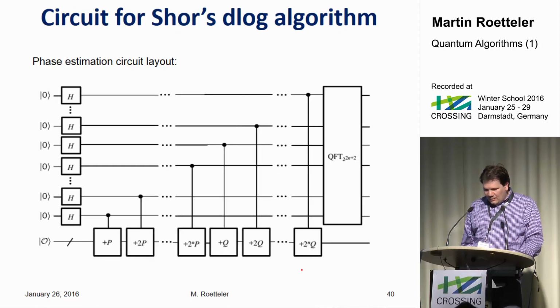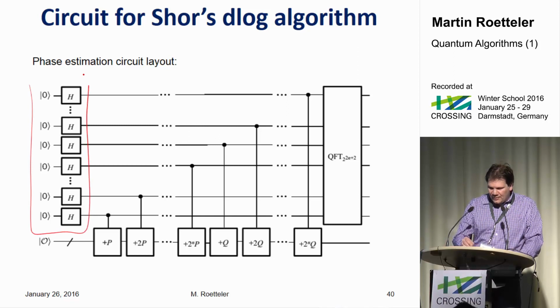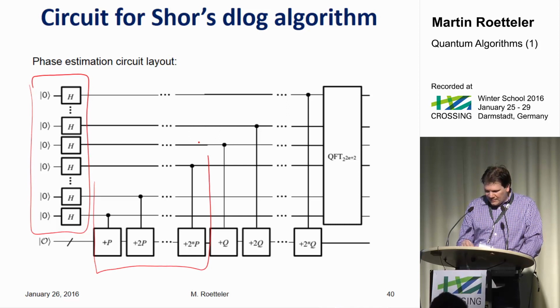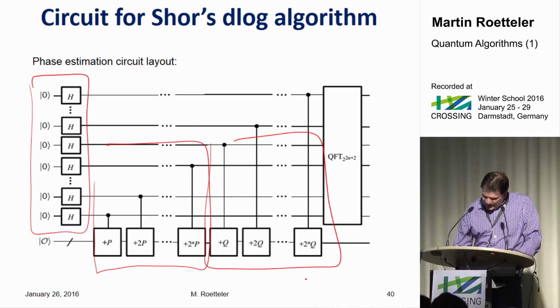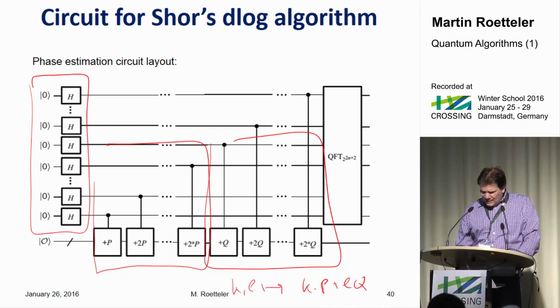Okay, and if you lay out the operations of the algorithm, it looks roughly like this. This piece here is just to create the initial superposition of all inputs. This piece here is just to implement k times P plus l times Q. So (k, l) goes to k times P plus l times Q, where P is a point on the curve and Q is a point on the curve. And you know what they are, so you can actually figure out what these boxes are. And then at the end you Fourier transform.